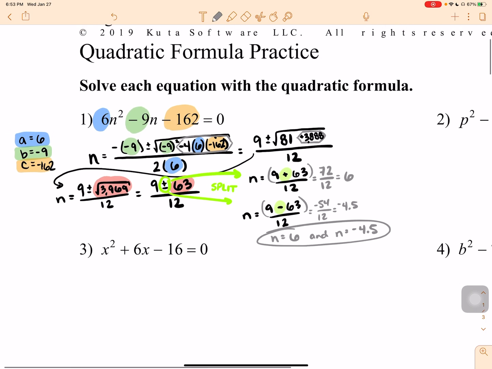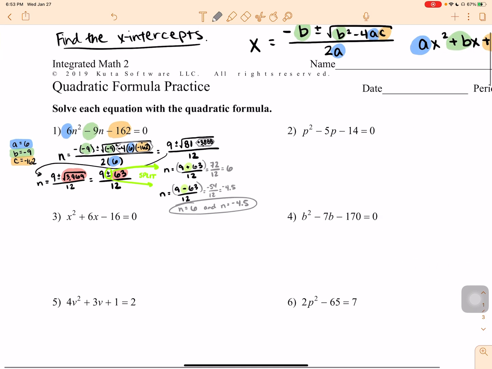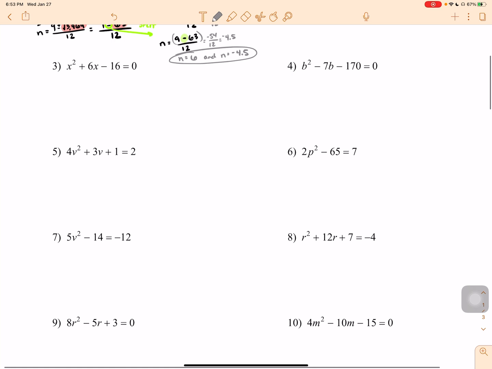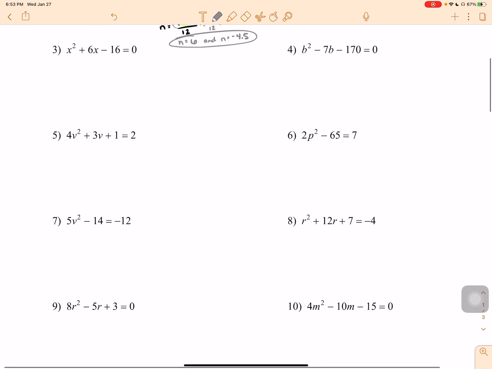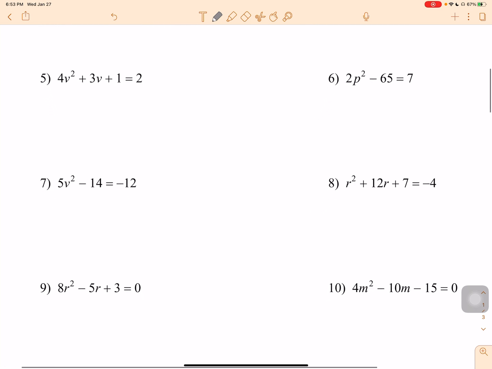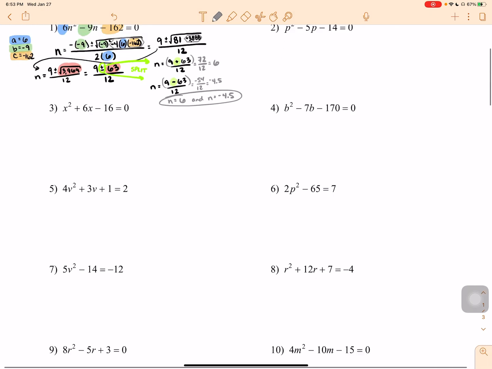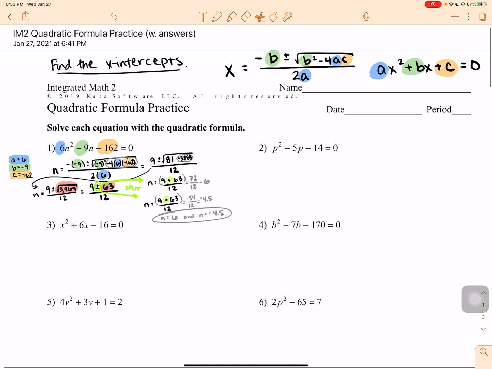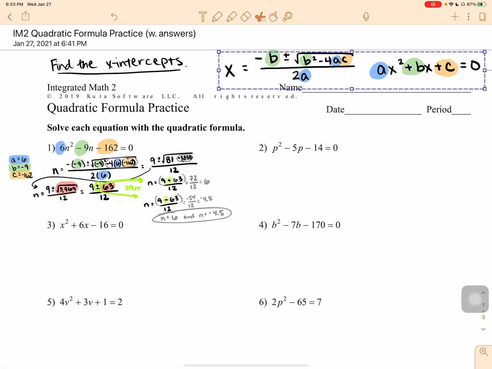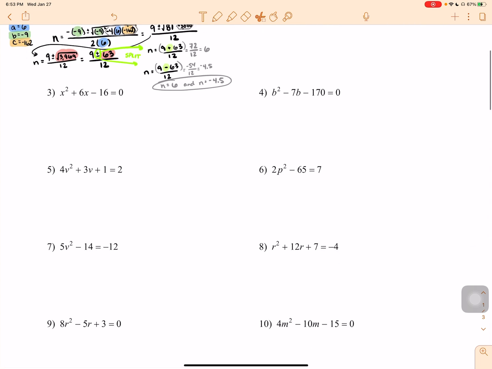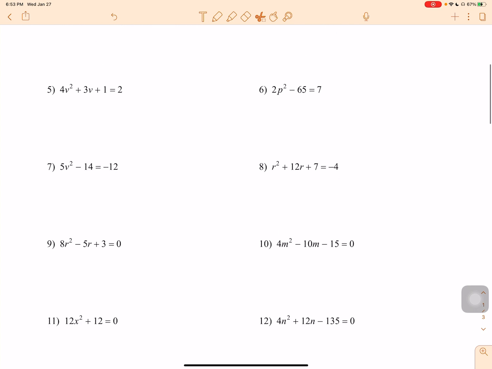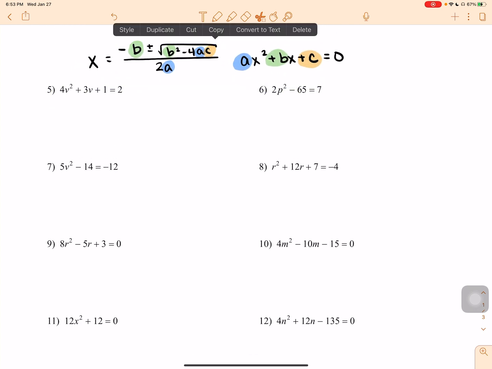All right, let's do one where you have to set it up into standard form. I'm just going to do a few of these, and then I'll solve one all the way through. So I need this to be in standard form. Let me go ahead and copy this over. We need to always be in standard form.